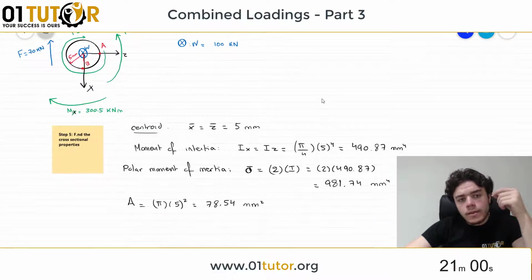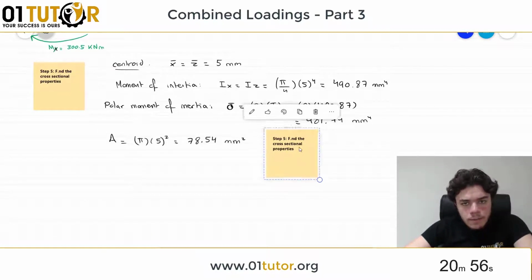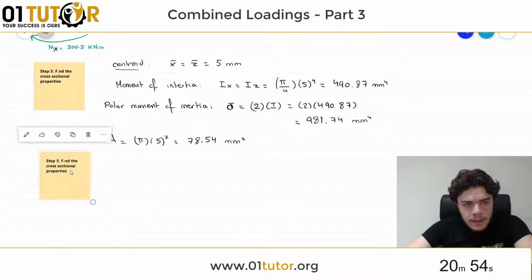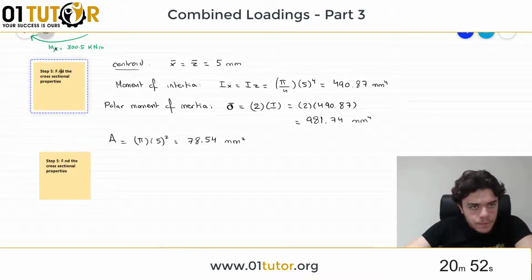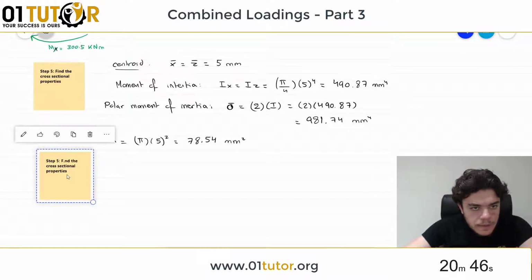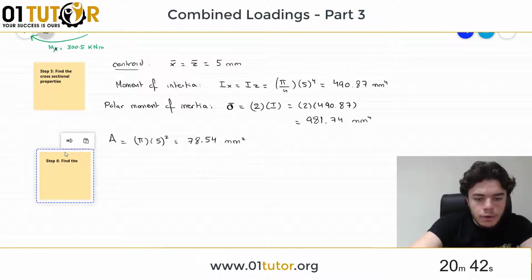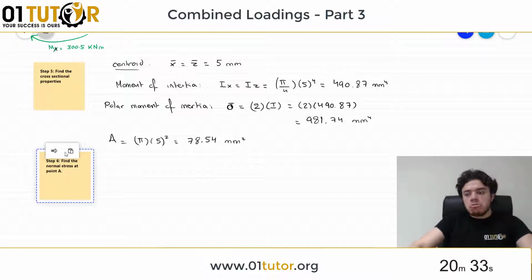Okay, so let's start. So step 6, after we get the cross-sectional properties, let's start by finding the normal stress at point A. So here, this is an I. Okay, this is an I. So in step 6, find the normal stress at point A.